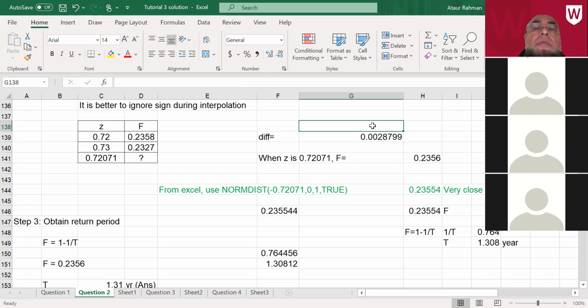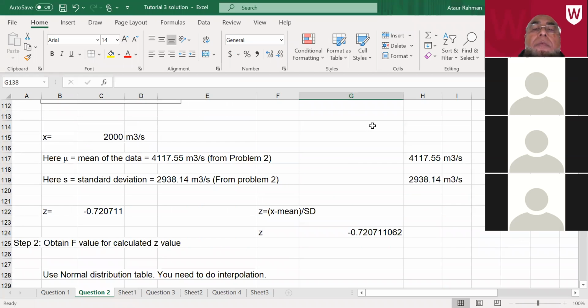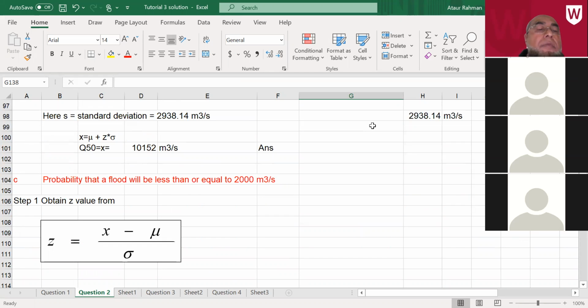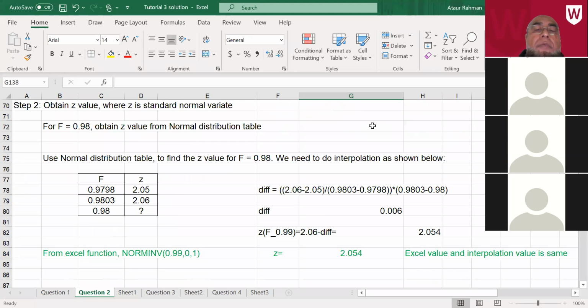Scroll up more. Yeah, that function right there, the green one, NORM.INV. You can use that to get the Z value or F value. Oh, my bad, never mind. Yep, it's all good, sir. Thank you.